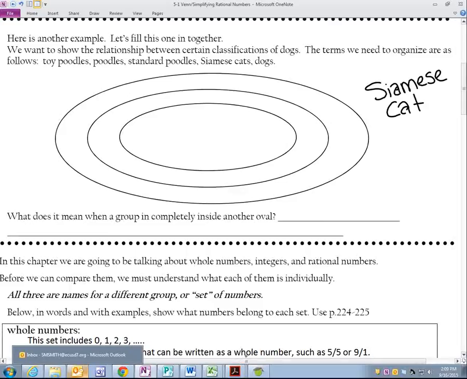So what's the most specific? If we have a list of things where we have toy poodles, poodles, standard poodles, Siamese cats, and dogs. We've already taken care of dogs or Siamese cats, so I can click that. What's the most specific type of something in there, Joe? Toy poodles. So we're going to write toy poodles.